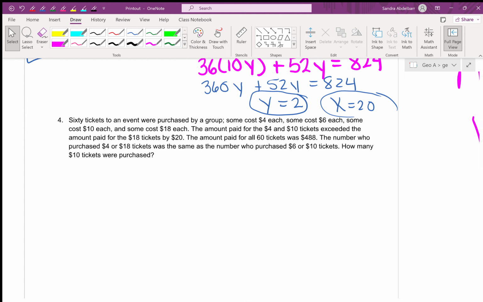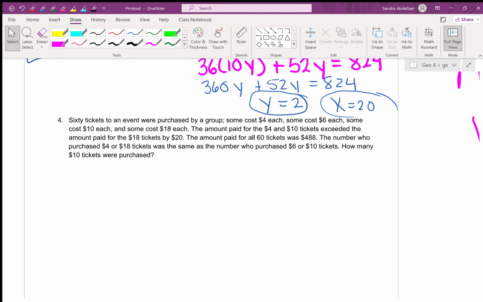All right, 60 tickets, hush children. 60 tickets to an event were purchased by a group. Some cost $4 each, some cost $6 each, and some cost $10 each, and some cost $18 each. Right away, what do we know this is going to be? Yeah, 4 variables. All right, so since we know it's going to be 4 variables, let's keep reading.